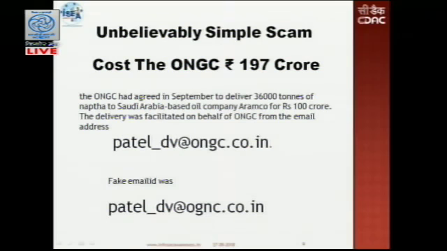If you look at the screen, I have shown you two email IDs: patel_dv@ongc.co.in and patel_dv@ognc.co.in. Now, can you imagine which one is the right email ID? Since we are in India, we understand that ongc.co.in is a company that exists in India, which we know. But any person outside India will not be able to remember exactly what ONGC is. So they created a fake email ID, patel_dv@ognc.co.in.